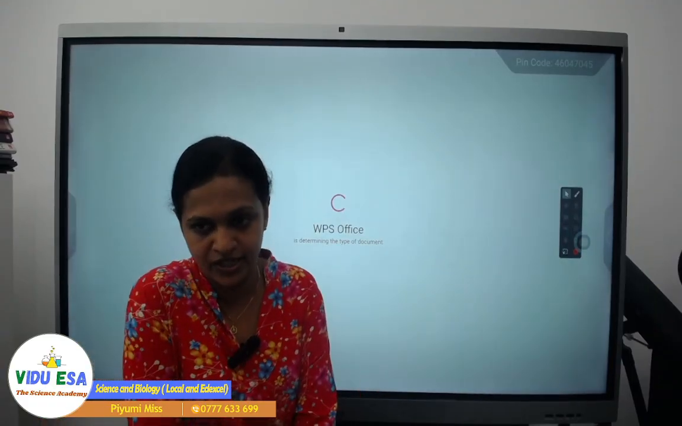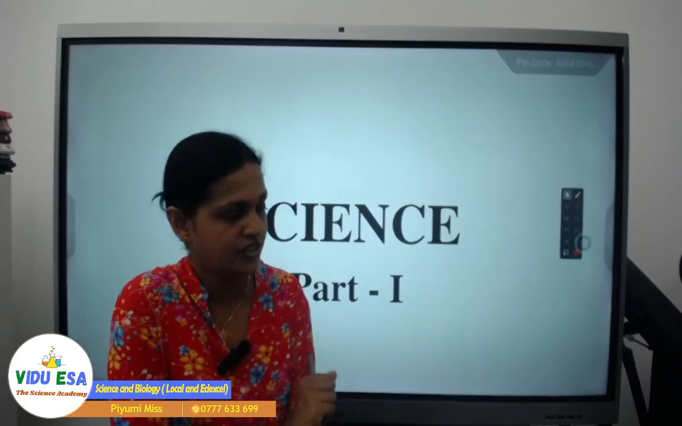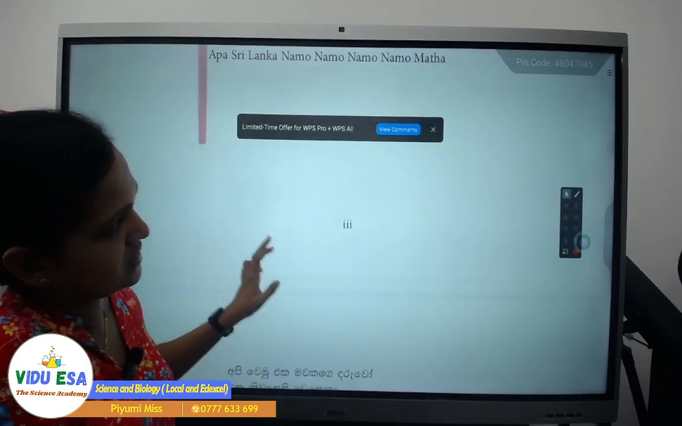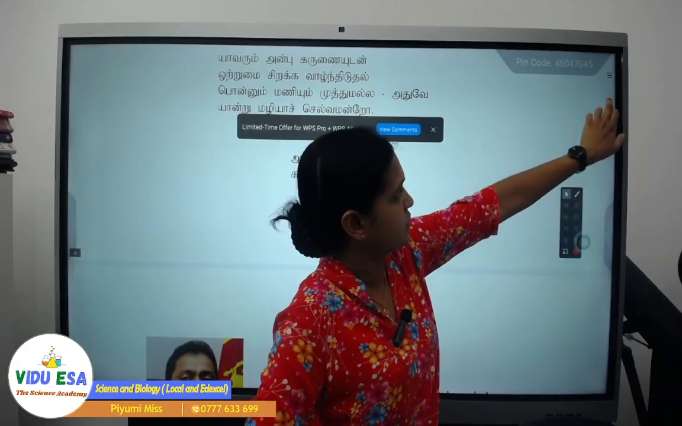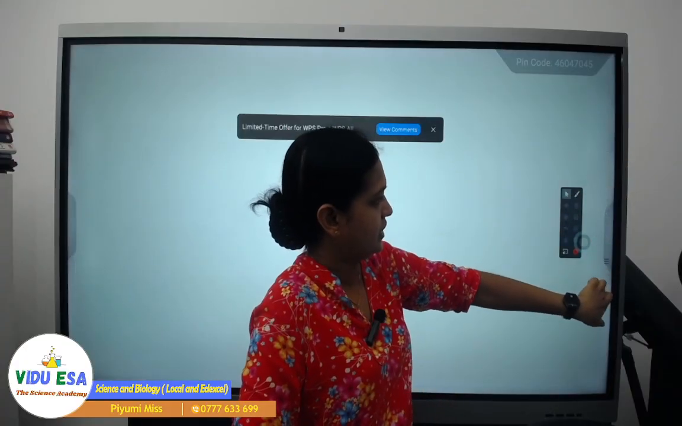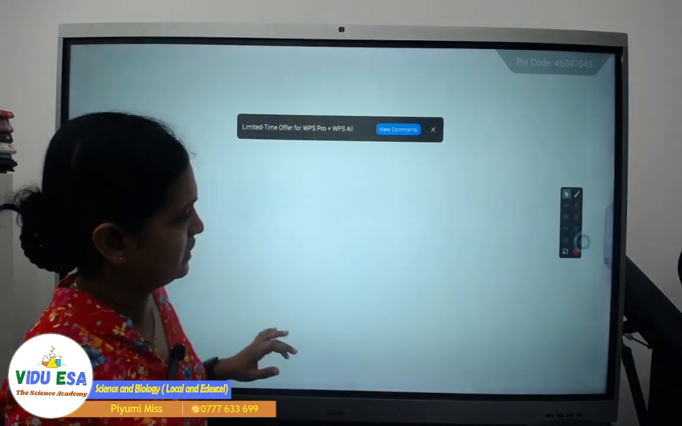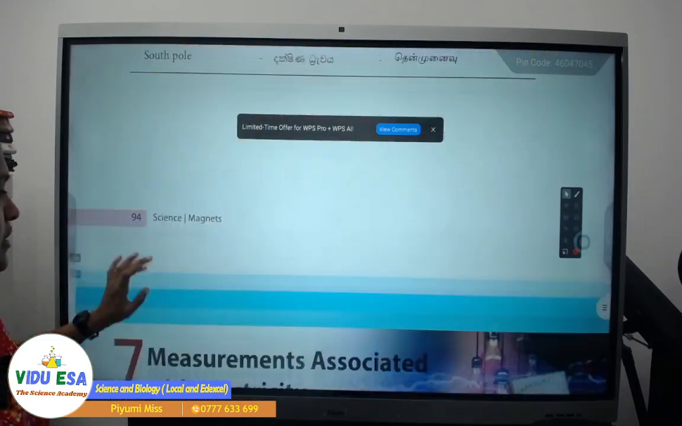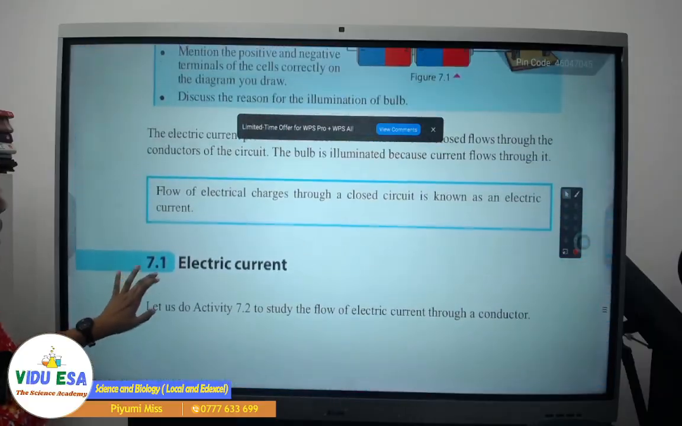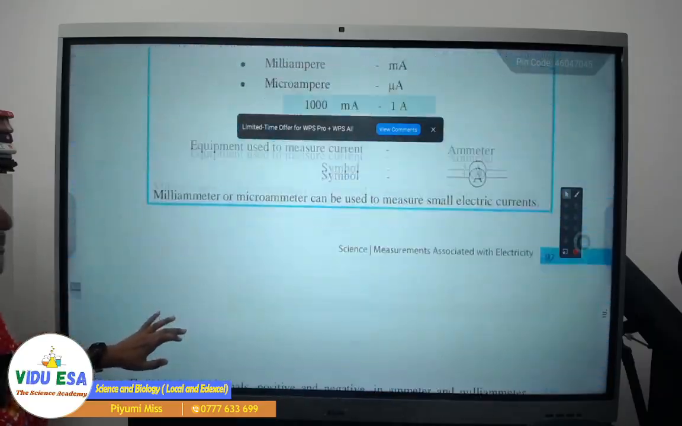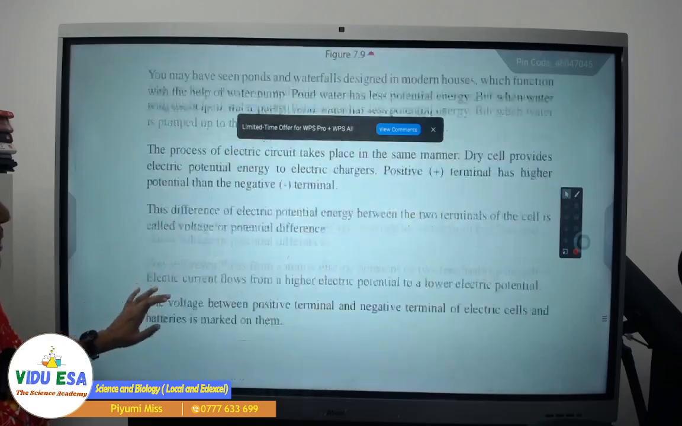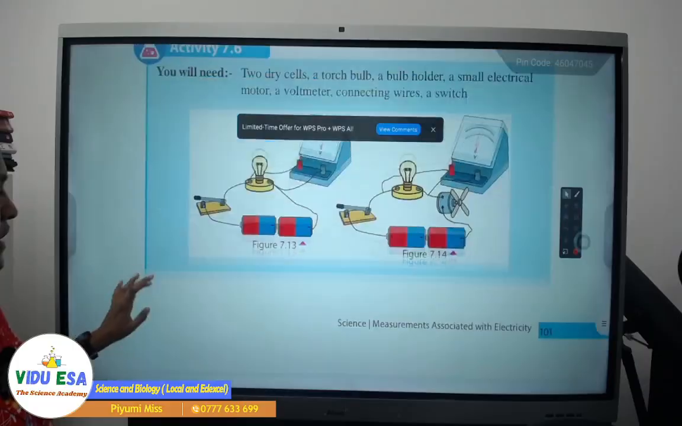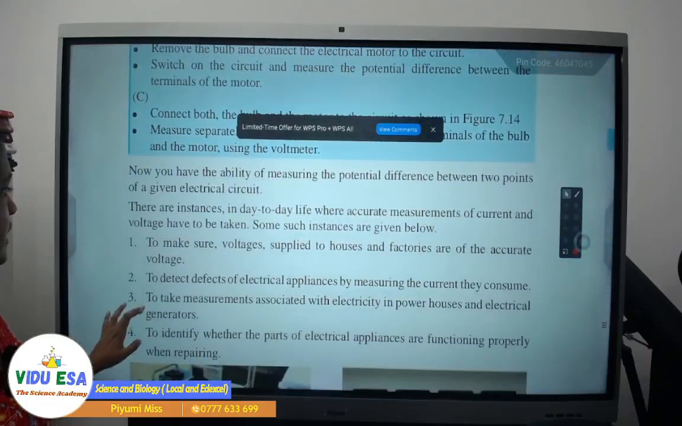There are power stations in which electrical energy is generated, right? In such instances also, they have to be very responsible to measure the voltage as well as the current that they are supplying. They are releasing to the national grid, right? Okay. What are the instances in which we need to get accurate measurements related to current and voltage?